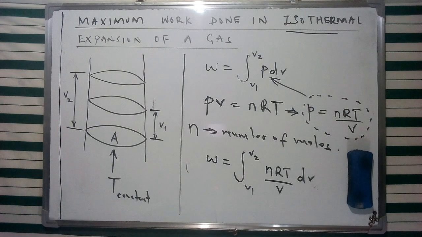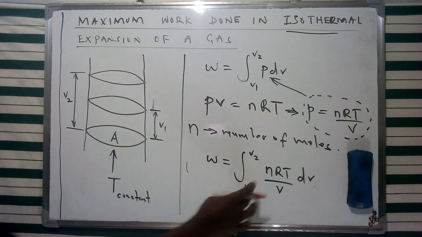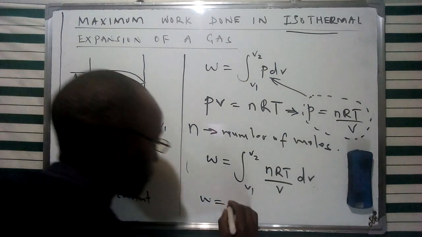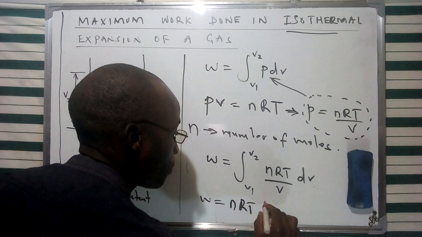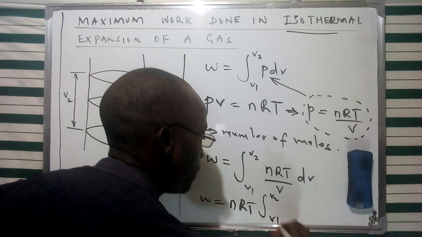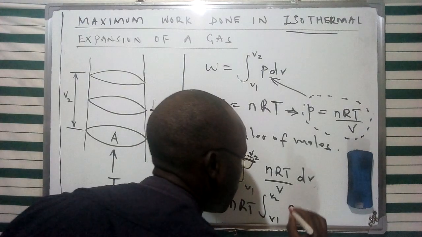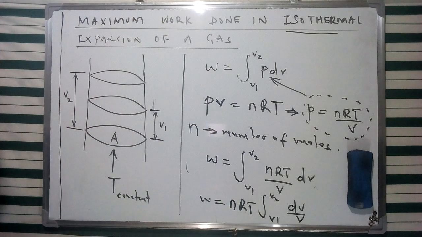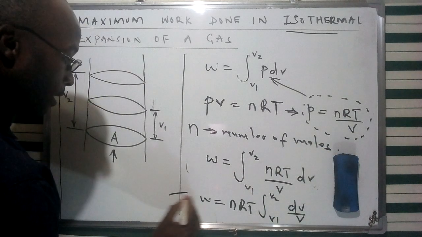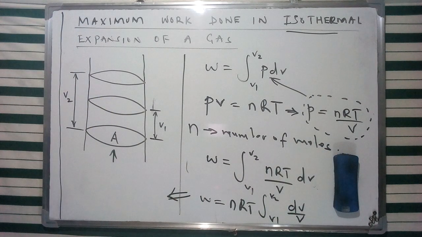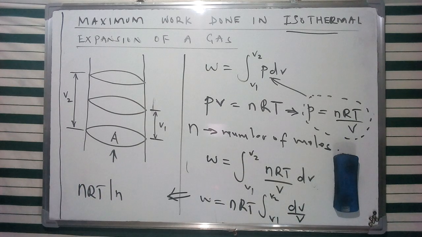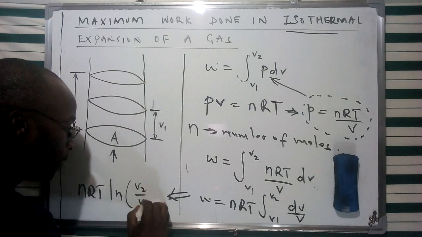If you look at that work in terms of a number of moles, we can evaluate this for V2 and V1. The number of moles is constant, as are R and T, so we take nRT outside the integral sign, and between V2 and V1 we find dV over V. From our integral calculus, this reduces to nRT times the natural log of V2 over V1.